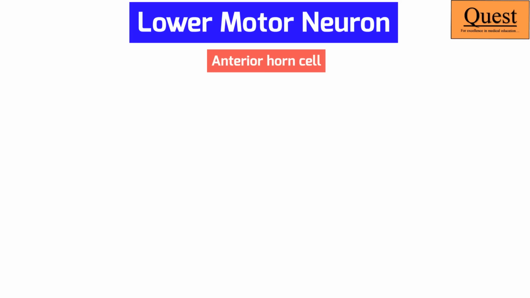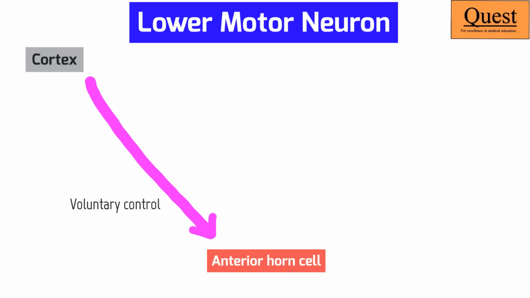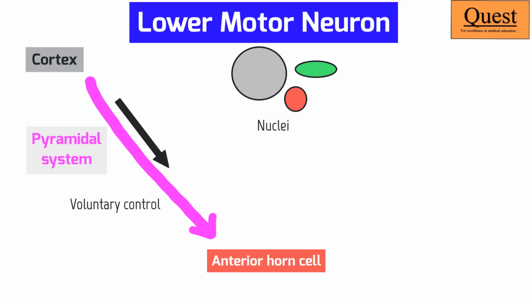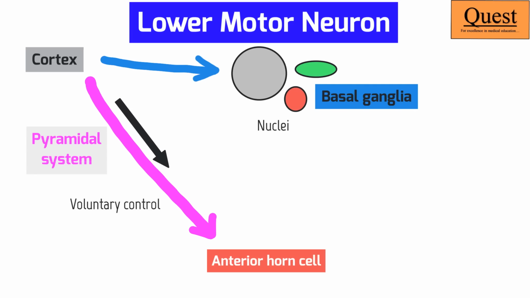There are three things that would control the lower motor neuron. First, it needs a voluntary control from the cortex. This is done by the pyramidal system. But the pyramidal system, that is my cortex, as it sends a signal down to the spinal cord, also sends a copy of that signal to the nuclei sitting deeper to the cortex. These are the regions of the basal ganglia and areas in the brainstem.